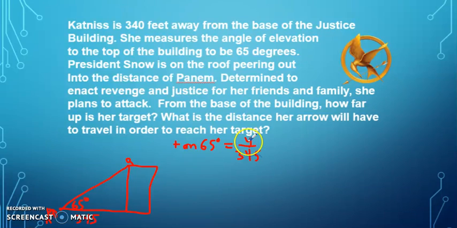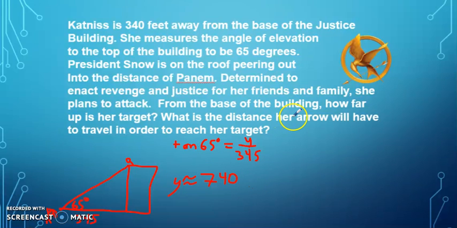Now solving this one, the only thing I have to do is the opposite of dividing by 345. So I'm going to multiply both sides by 345. So in your calculator, if you enter 345 times tangent of 65 degrees, I'm getting approximately 740 feet. We'll just round that to the nearest whole number. 739.855 if you wanted to do to the third decimal.